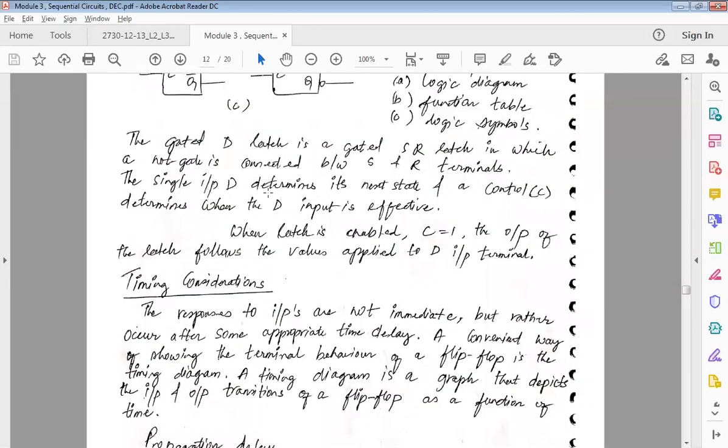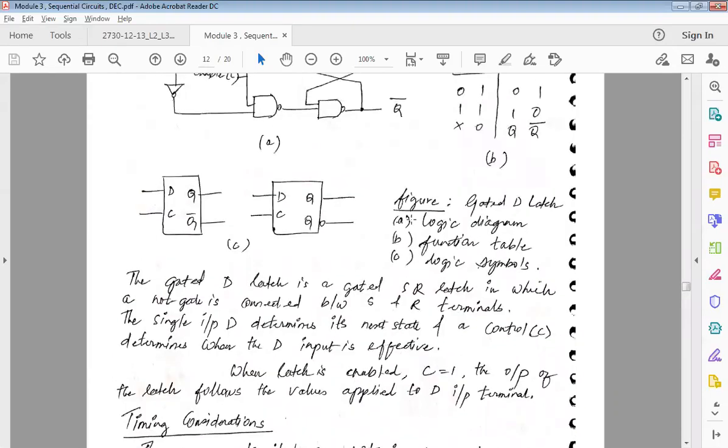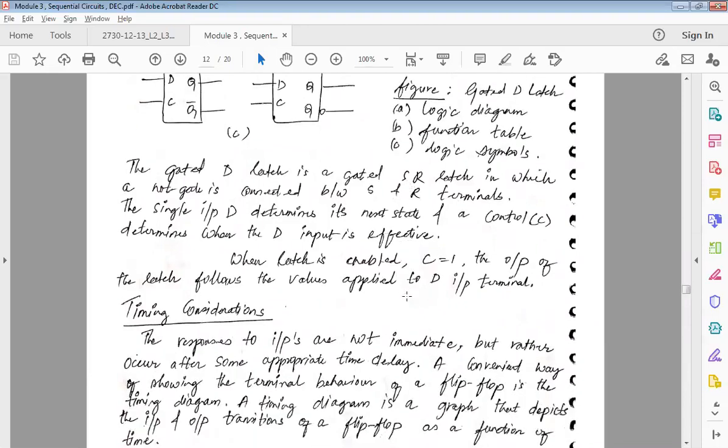The single input D determines its next state, and the control signal determines whether the input is effective or not. Which means, is it valid or not? Should I consider the value of D or not? Okay, so that's what it means, right?